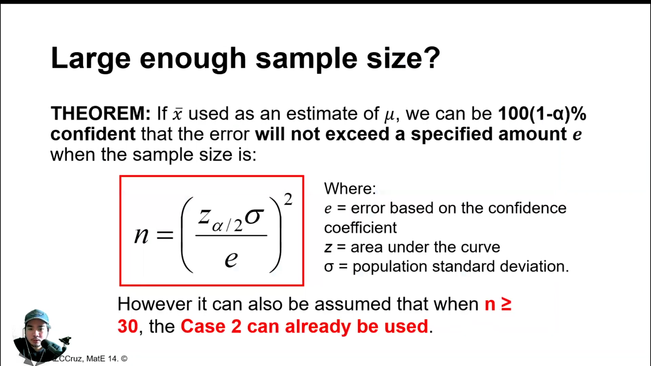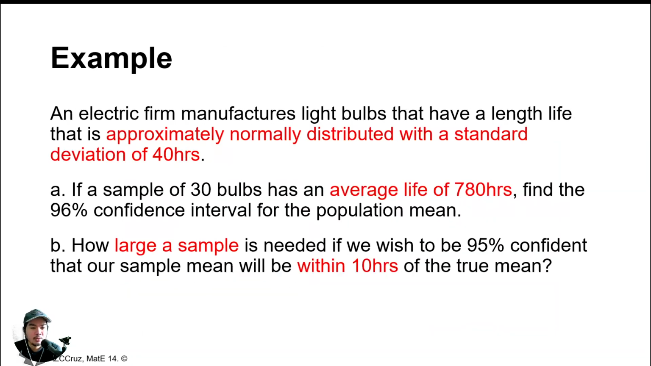Now, let's try this example. So meron daw tayong electric firm that manufactures light bulbs that have a standard life that is approximately normally distributed with a standard deviation of 40 hours. Now, if a sample of 30 bulbs has an average of 780 hours, let's find the 96% confidence interval for the population mean. Okay, so what we are trying to find here is what is the interval for which we are 96% confident that the true mean lies on that interval.